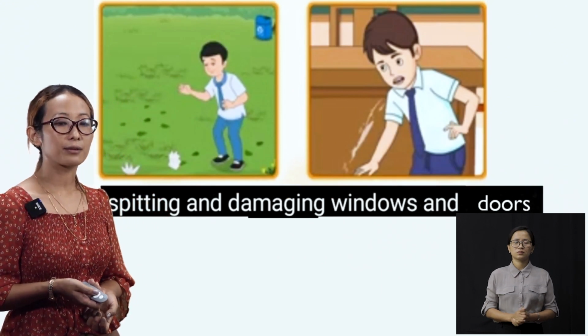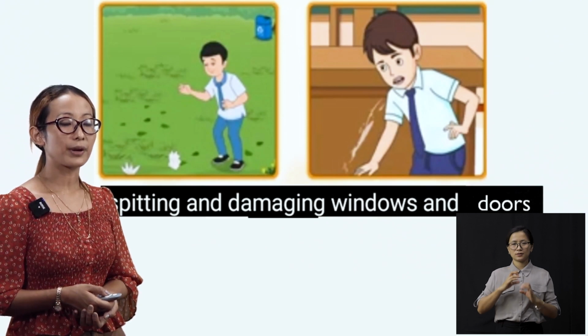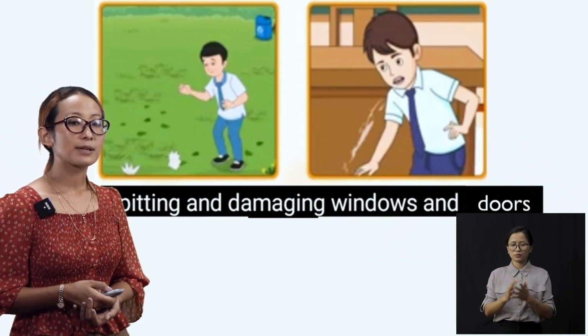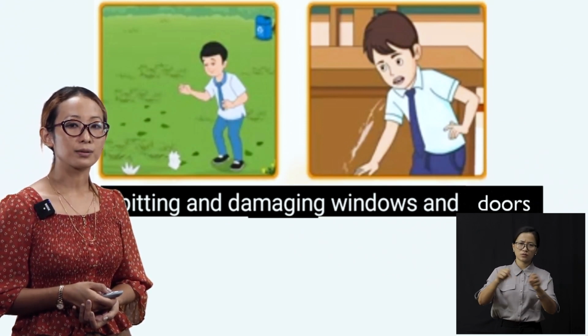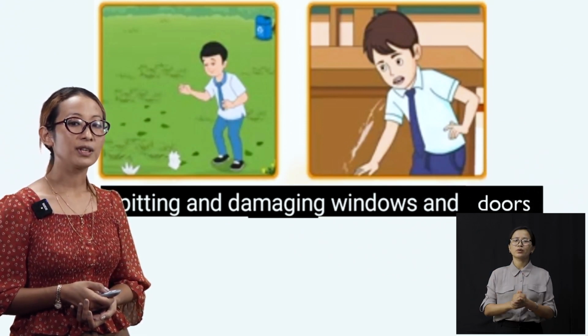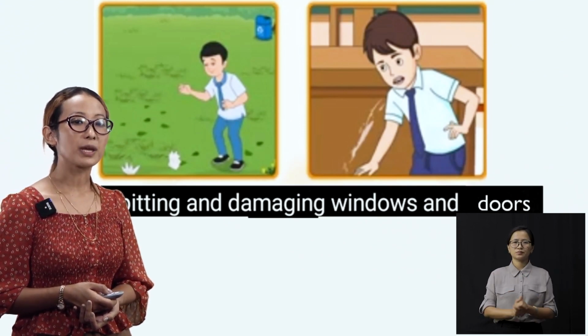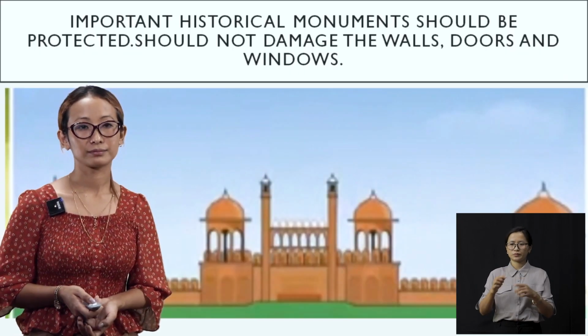You can see here in the picture, it is also important to take care of and preserve our school property. We can preserve our school property by not damaging the doors and windows in the classrooms, or even the benches and desks. And we should not spit or litter in the school compound.